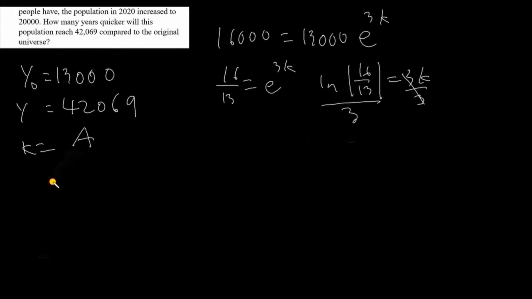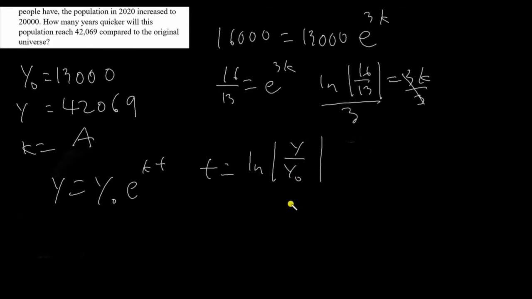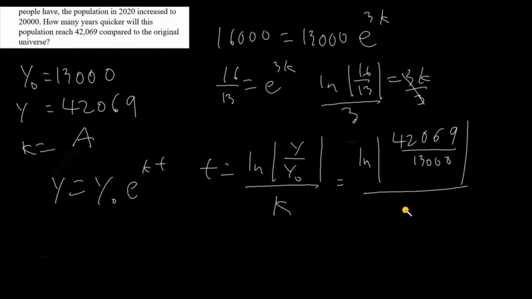So I can use my equation y equals y0 e to the kt. Now remember, I want to solve for t now, so I'll do the same thing, and I'll get t is equal to the natural log of y over y initial, over k, which will be the natural log of 42,069. I'm just pulling the information from over here, over 13,000, and all that divided by a.